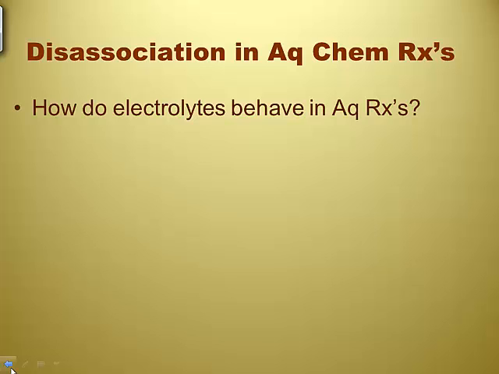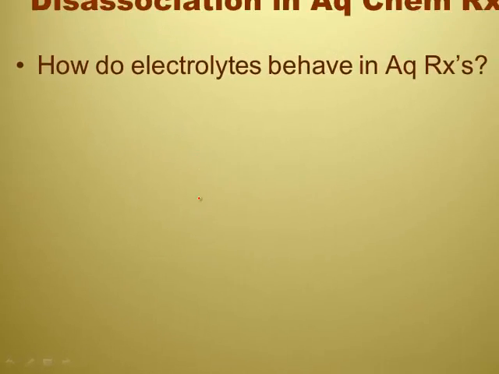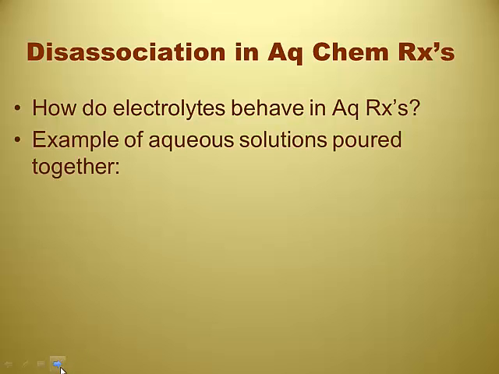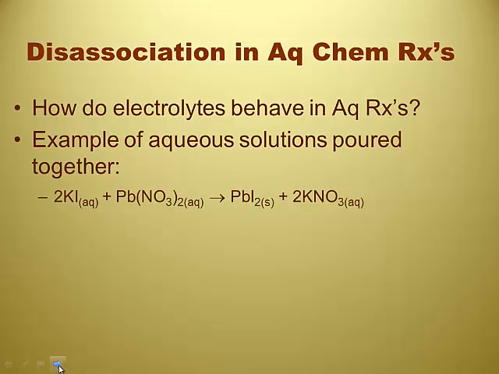What we want to talk about is how electrolytes behave in aqueous reactions. So this is going to be figuring out what they do at the submicroscopic level, isn't it? All right. An example of aqueous solutions being poured together would be lead nitrate and potassium iodide, which we already know about. We already know both of these are soluble. They're both strong electrolytes.